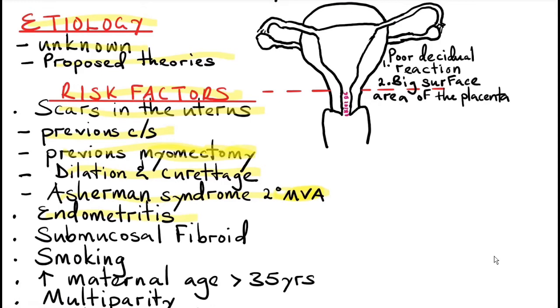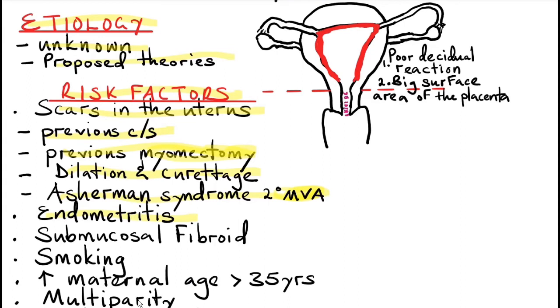Endometritis. Endometritis is inflammation of the endometrium. This is caused by infections like sexually transmitted infections or introduction of infection during a manual vacuum aspiration. So what happens is there's inflammation of the endometrium, and once this resolves, there's healing by fibrosis, which results in scar tissue in the endometrium.